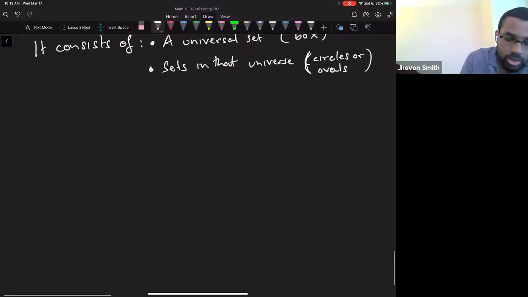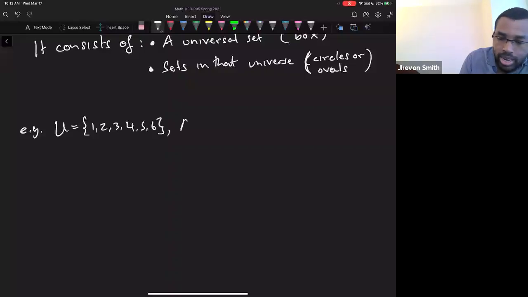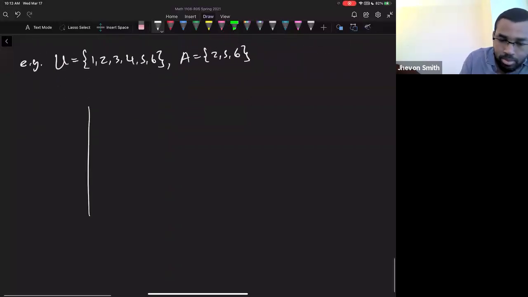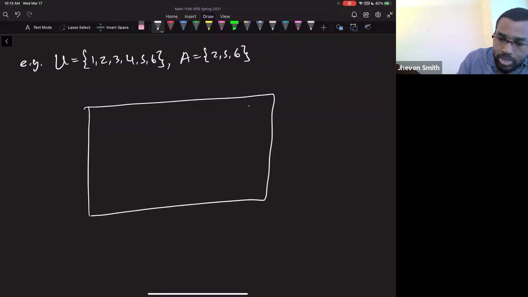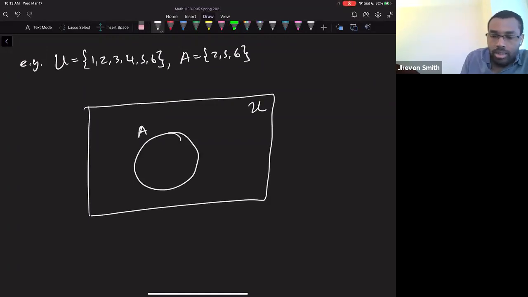Okay, so for example, with my U above being 1, 2, 3, 4, 5, 6, and my A being, I believe, 2, 5, 6, I could represent this via a Venn diagram. I draw a box, and that represents the universe. Then there's a circle living in that universe called A, and everything that's in A, I put inside this circle. So 2, 5, and 6 would live inside this circle, whereas 1, 3, and 4 would live outside. And that's a Venn diagram.